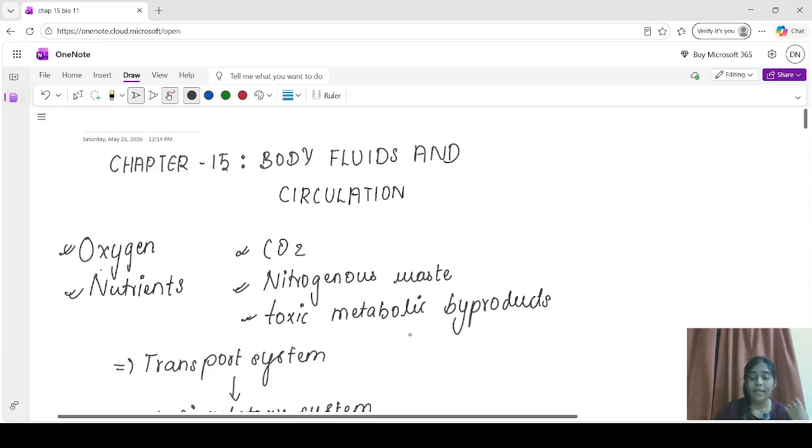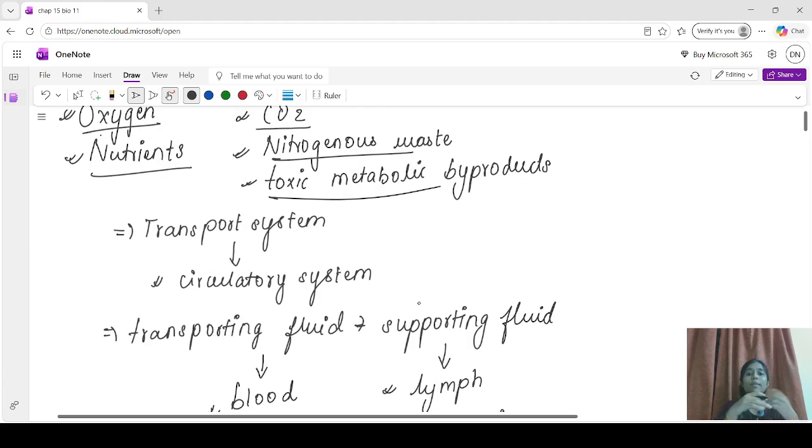As I have told you already, there are two biggest needs for cells, that are oxygen and nutrients, and at the same time cells continuously produce carbon dioxide, nitrogenous waste along with toxic metabolic byproducts. Now we have to understand the main problem. What is the problem here? Most cells are not directly exposed to the environment, so they are deeply buried inside the tissues. Therefore oxygen cannot directly diffuse into every cell from air. Similarly, nutrients absorbed from the intestine cannot directly reach every cell. So the body requires a transport system. That transport system is called the circulatory system.